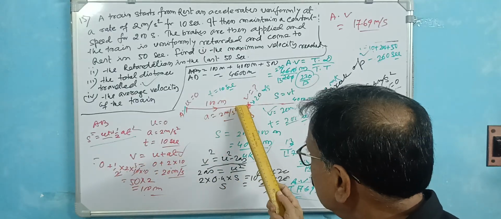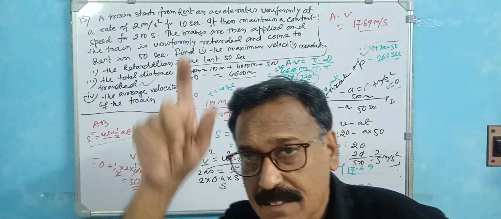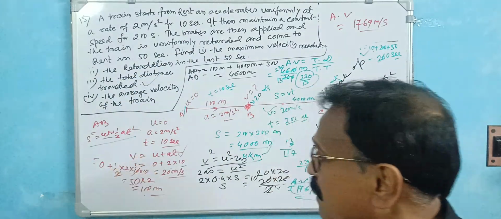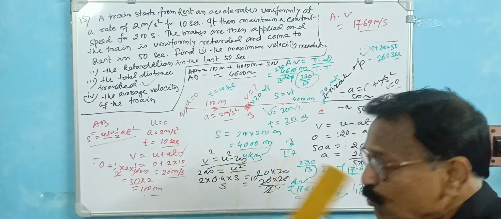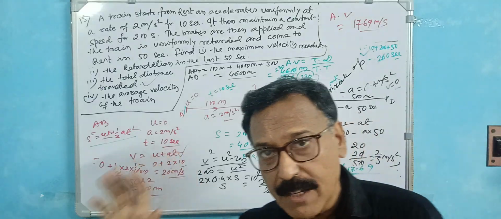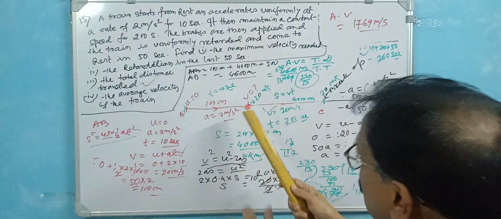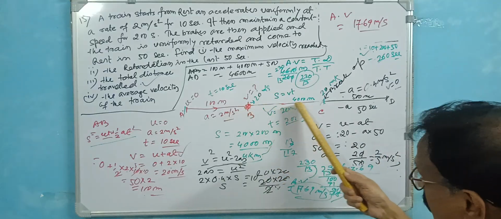Here u is 0, but v is 20 meter per second. During this time, what is the distance traveled? The formula is s is equal to ut plus half at square. So this is 100, you calculate, no problem. After 20 meter per second velocity is reached, there is no acceleration or retardation, it just maintains a constant speed. That means it continues at the same speed.